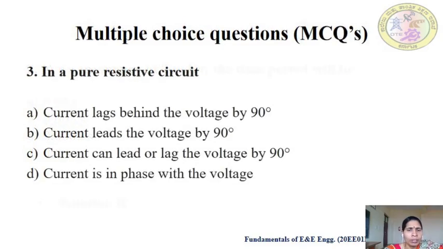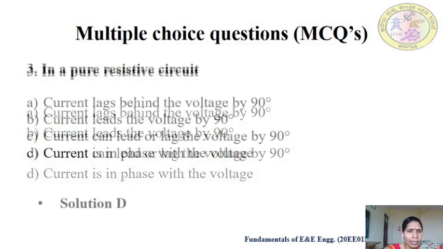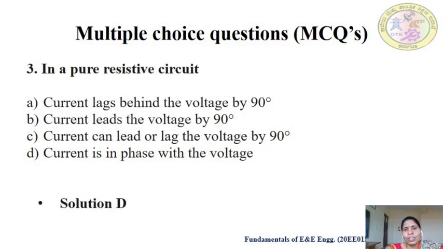Let's move on to the third one. In a pure resistive circuit, the current lags behind the voltage by 90 degree. Second option, current leads the voltage by 90 degree. Third, current can lead or lag the voltage by 90 degree. Fourth option, current is in phase with the voltage. Since it is a pure resistive circuit, the current and the voltage are always in phase. So the option is D, that is, current is in phase with the voltage.